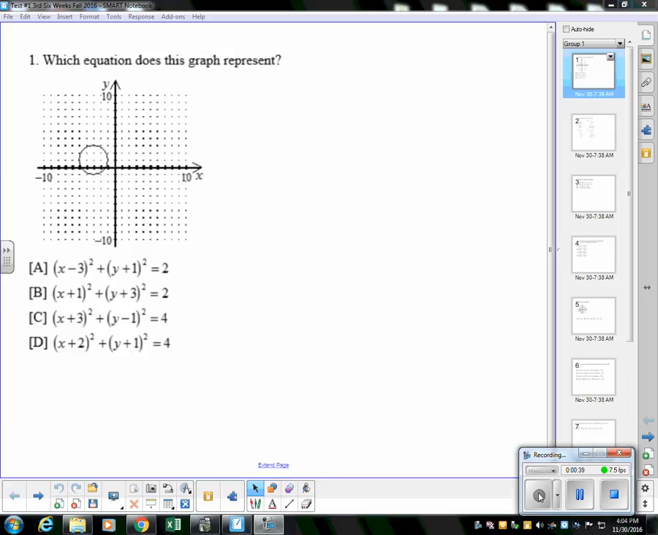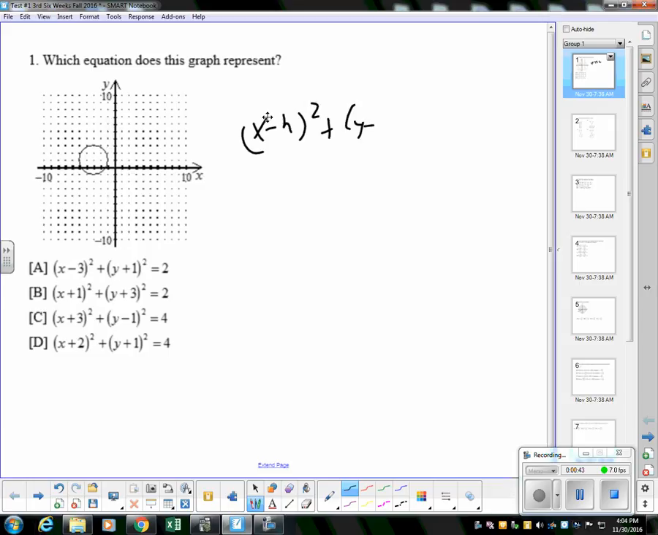Remember, the circle equation was (x - h)² + (y - k)² = r², where h, k, and r are important parts. H and k are the coordinates for the center. R is the radius. If you look at this circle right here, I would say that the center is at the point (-3, 1), and I would say the radius is the distance from the center to the edge of the circle. That radius looks to be 2.